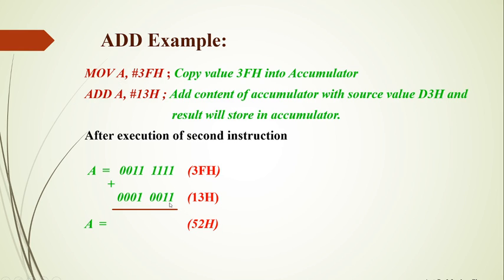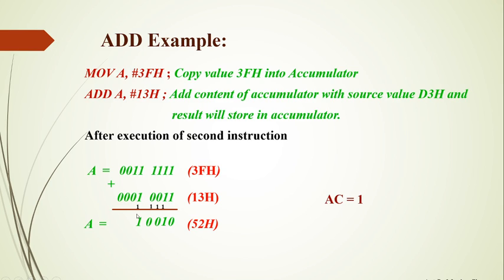Let's see what happened after execution of the second instruction. Here the first column gets added, that is 1 plus 1, so we get sum 0, 1 carry. In the second column we add 1 plus 1 plus 1, so we get sum 1 and 1 carry. In the next column we add 1 plus 0 plus 1, so we get sum 0, 1 carry. Again in the third column, we add 1 plus 0 plus 1, so sum 0, 1 carry. Look here, the carry is generated from bit 3, or the third column, for the fourth column. That's why the auxiliary carry flag is set to 1.